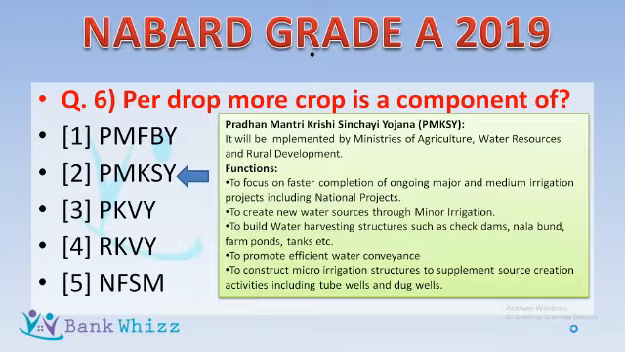Its main functions will be to focus on faster completion of ongoing major and medium irrigation projects, including national projects, to create new water sources through minor irrigation, to build water harvesting structures such as check dams, nala bandh, farm ponds, tanks, etc., to promote efficient water conveyance, and to construct micro irrigation structures to supplement source creation activities, including tube wells and dug wells.